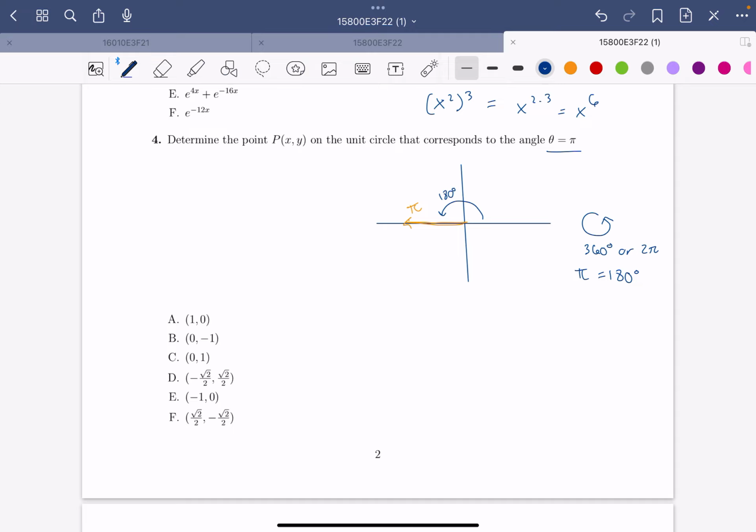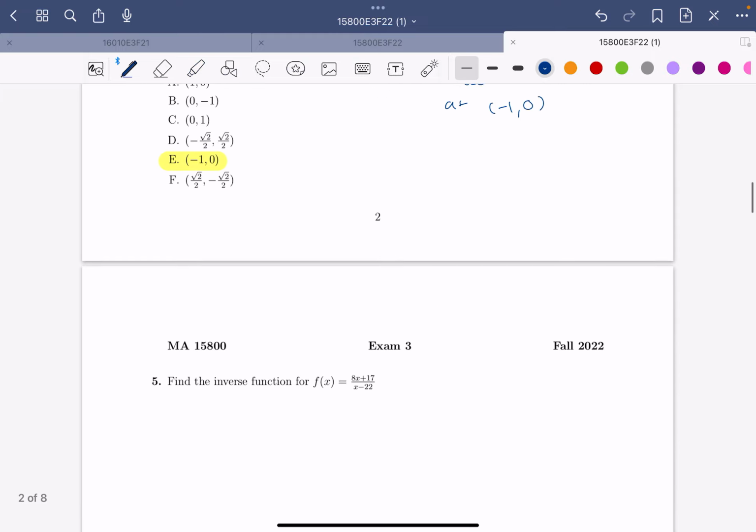Now, when we're doing unit circles, everything has a unit of 1 on the coordinate axes. So we can see that theta equals pi occurs at negative 1, 0. Again, because it is on the x-axis pointing in the negative direction and there's no height, so the x value must be negative 1. That gives us an answer of E, negative 1, 0.